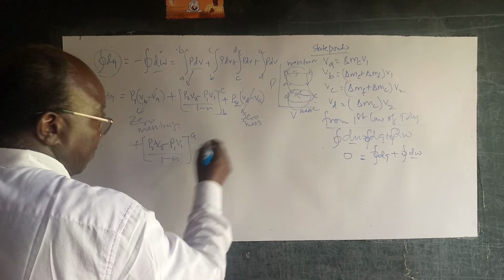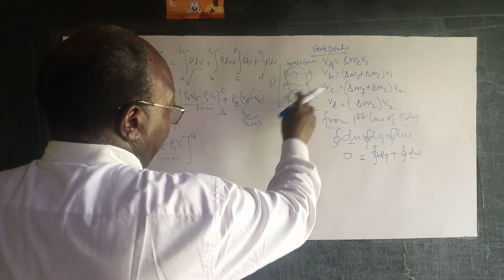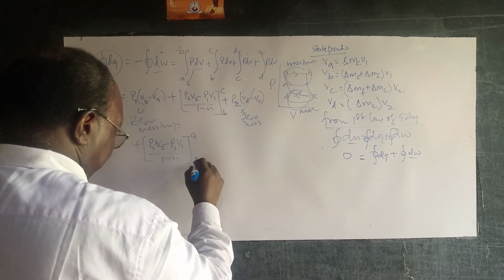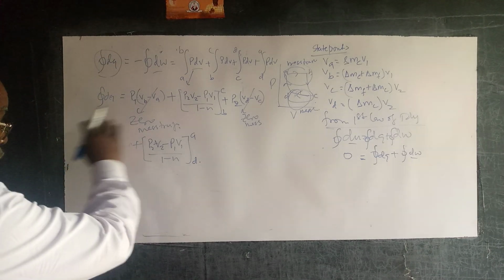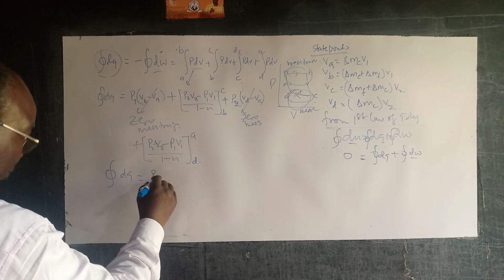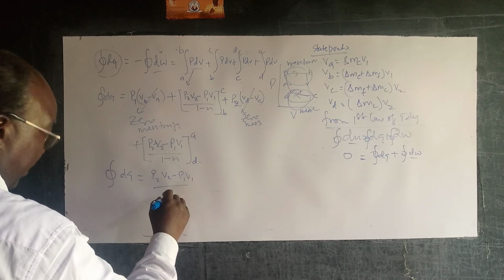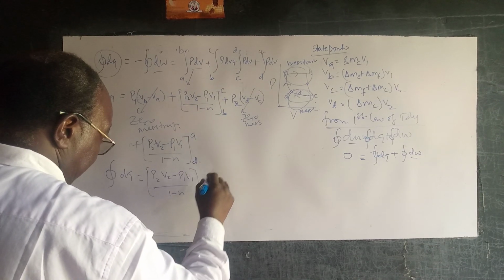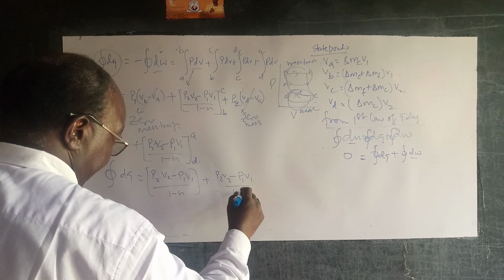What are we having here? B to C. So we have A, then we have D. Yeah, D to A. Now, if we put in this quantity, what we are left with for heat dq is simply P2 V2 minus P1 V1 over 1 minus n, plus P2 V2 minus P1 V1 over 1 minus n.